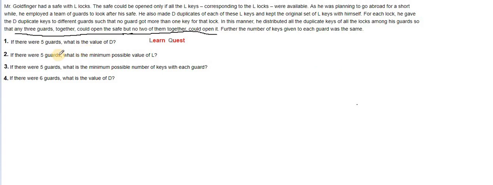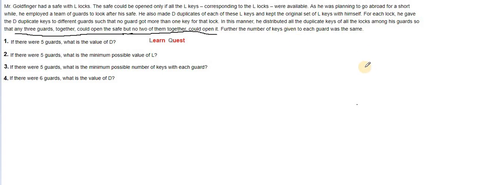It is asking, if there were five guards, what is the value of D? If there were five guards, what is the value of L? And what is the minimum possible number of keys with each guard? Six guards, then the value of D. So when they give the number of guards, they are asking D. So even if you don't know the actual value, when one value is given for the number of guards, you should be able to find the value of D or L or anything. So there should be a relation between them which you should be getting, and after that you can plug in the values and get the answer. So this is quite obvious from the questions.